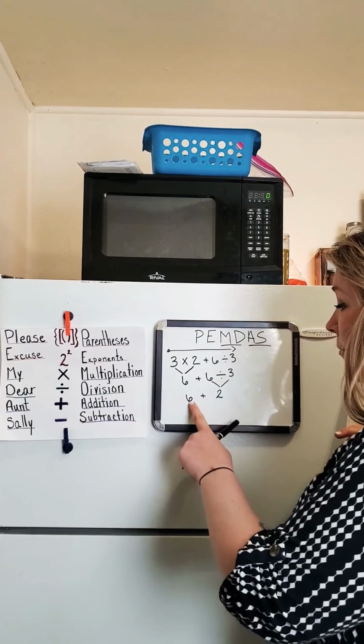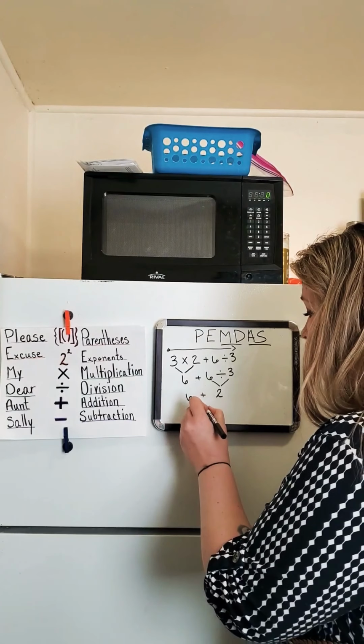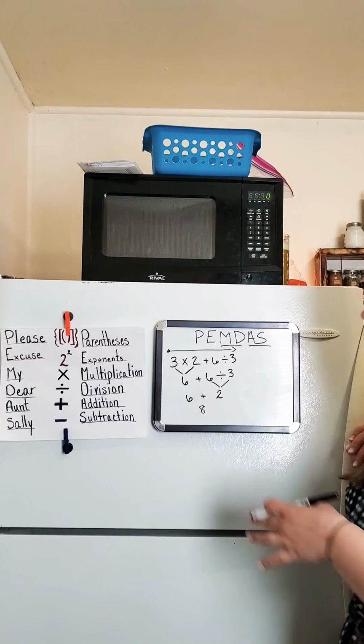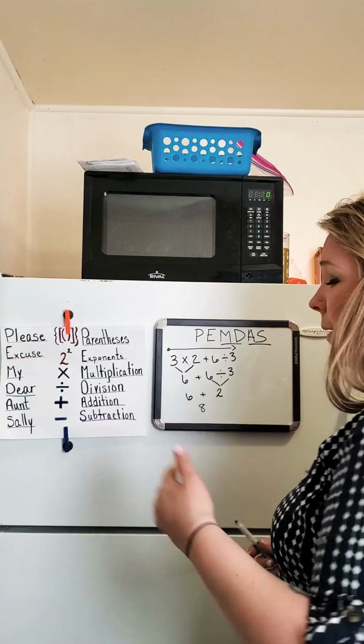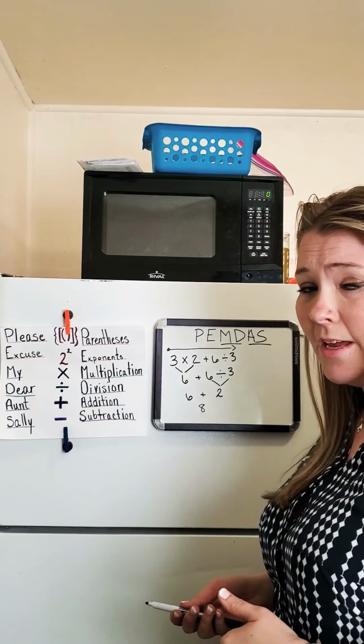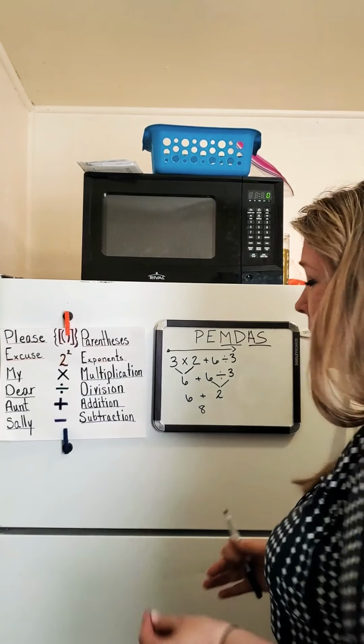So now my new problem is just going to be 6 plus 2. So 6 plus 2 is 8. So that's how we do that one. So, like I said, I did this step by step, and I just brought the problem down as I went, and it's just a really good habit to get into so you can keep your numbers straight.